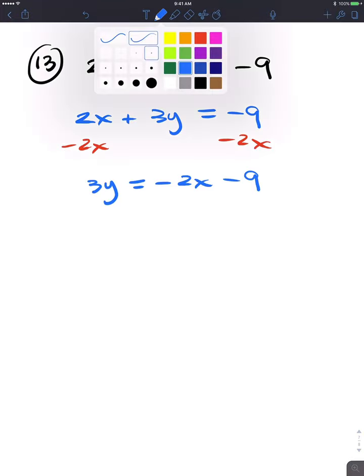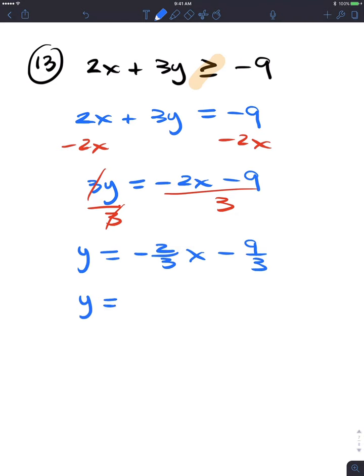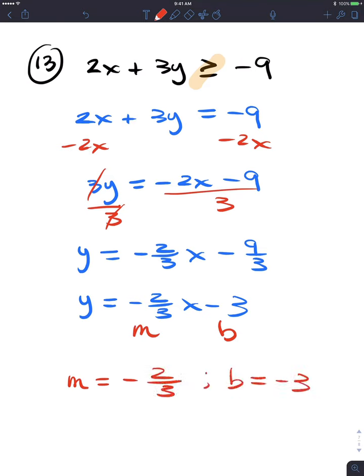We're now going to divide both sides by 3 to get cancellation. We end up with y equals, now this 3 is dividing both terms, so it's going to be negative 2/3 x minus 9/3, or simply y equals negative 2/3 x minus 3. This is in slope-intercept form. My m value and my b value. My slope is negative 2/3, and my y-intercept is negative 3.